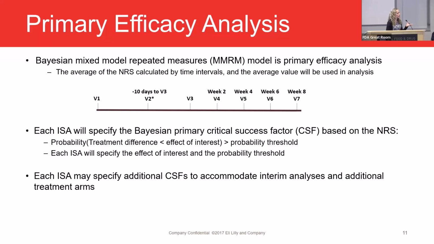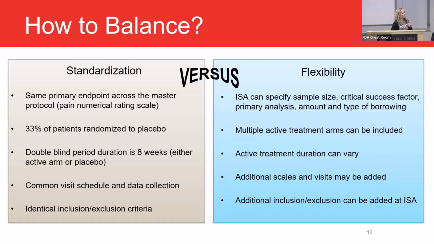All right. And some of this I've talked about, but just maybe to restate and touch on a couple of additional things. Anytime you're working on a master protocol, it really is this tension between what is going to be standard and what is allowed to be flexible. And it was very important, given, as I mentioned, the subjective nature of pain, that we have as much standard as is possible. So again, same primary endpoint. We had the same probability of getting placebo, so 33% randomized to placebo across the ISAs.